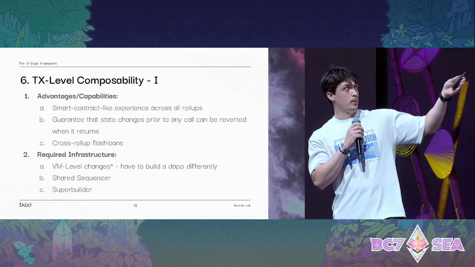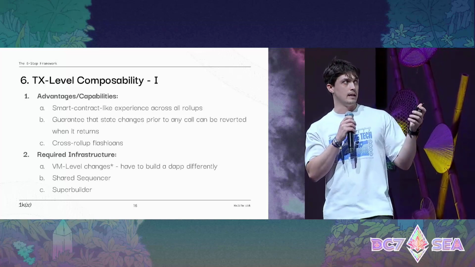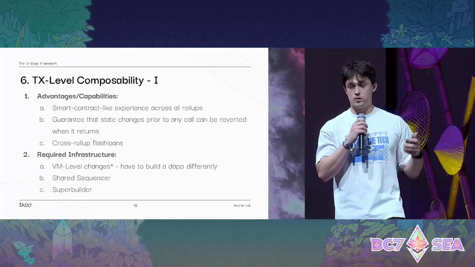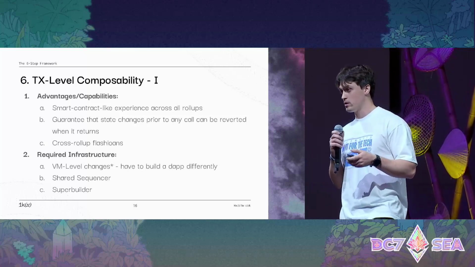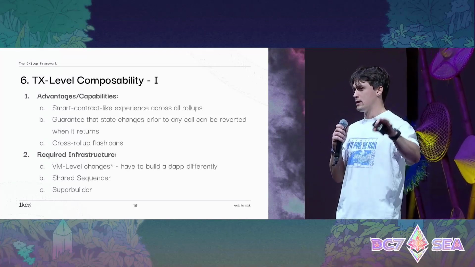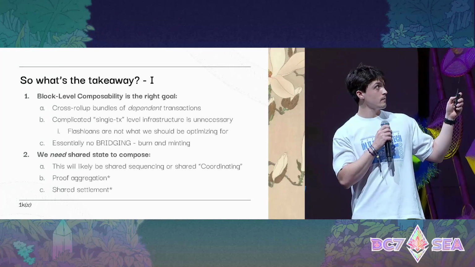And yeah, so the advantages and capabilities: smart contract-like experience across all rollups. This is amazing. We can guarantee that any state change can be reverted. Cross rollup flash loans are possible. We need VM level changes. We need a shared sequencer. We need super builder. We kind of need as much shared state as possible without literally being on the same rollup. So what's the takeaway?